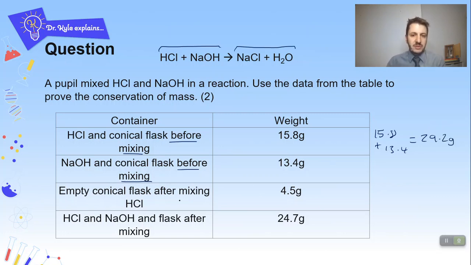The empty conical flask after mixing is 4.5 grams, and then HCl and NaOH and flask after mixing 24.7. So here I'm going to go 4.5 plus 24.7, and so I'm going to do that on my calculator here. 4.5 plus 24.7 equals, hey presto, it comes out as 29.2 grams. And so I'm showing by calculation that the mass of the reactants are equal to the mass of the products.